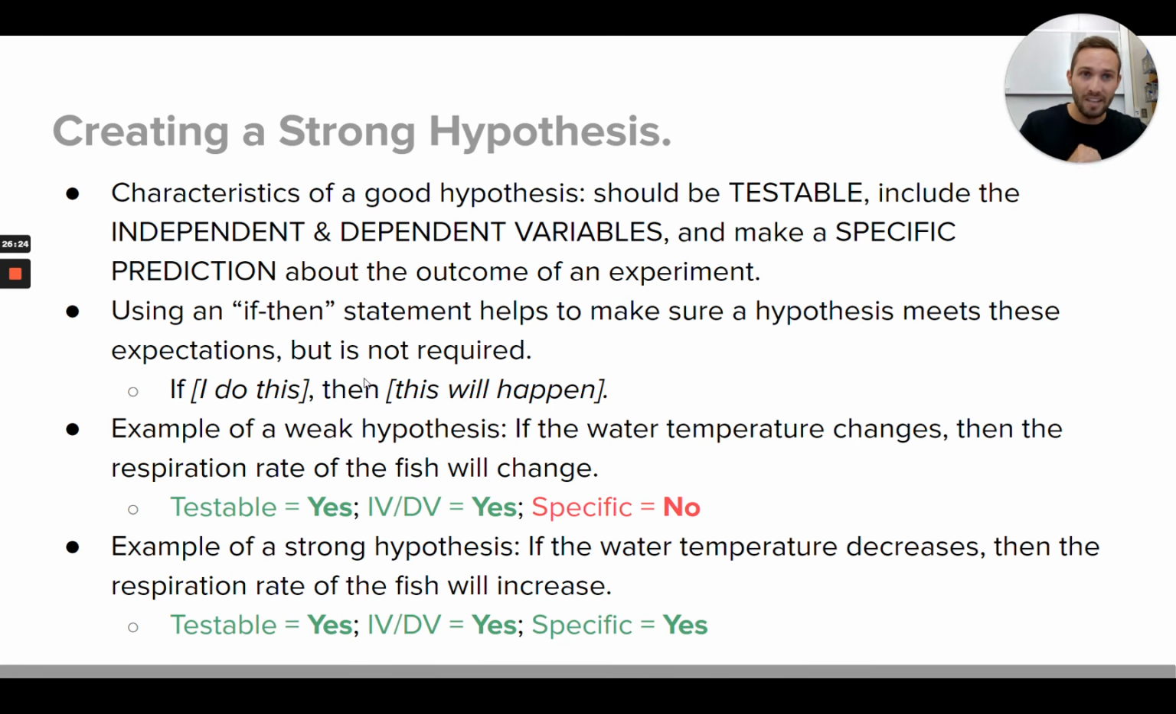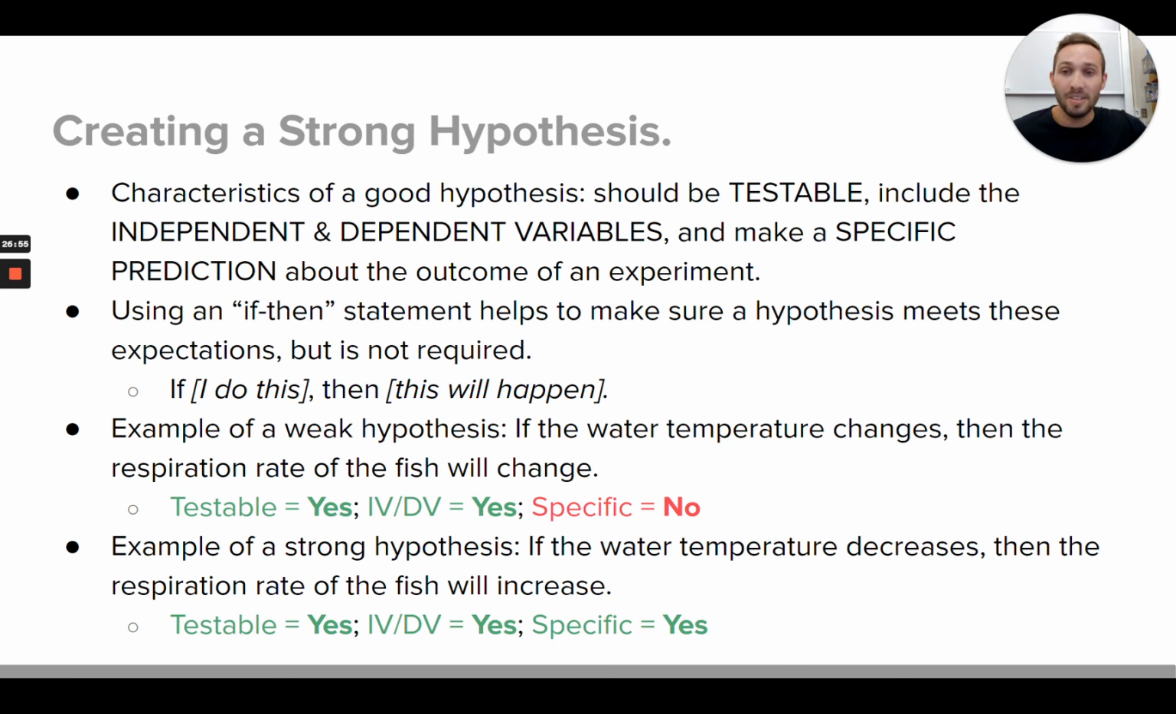If you're not familiar with an if-then statement, it's basically when you write for your hypothesis, if this is done in my experiment and I set up these fish or whatever, then this is going to happen, right? Like you're specifically saying what you're about to do and what you think is going to happen. Now in reality, you don't have to use an if-then statement. Sometimes it makes it harder to write the hypothesis if you're forcing yourself to do an if-then statement, but it's definitely okay to do one.